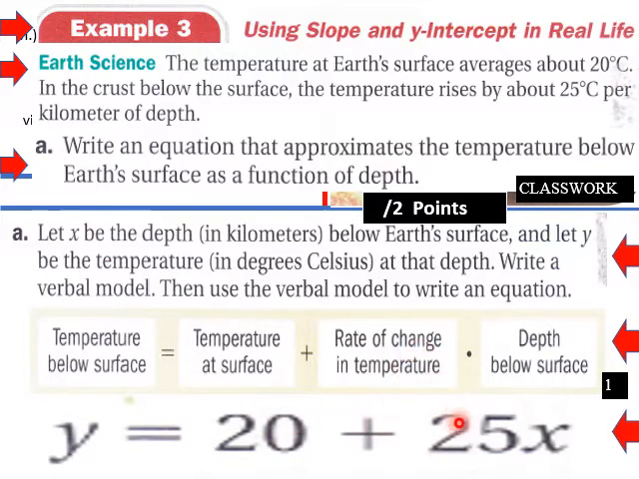plus rate of change in temperature would be 25 degrees Celsius per x. Okay, so 25 times x will give us our rise in temperature below the surface. So there it is. We go from our verbal to our algebraic. Boom, we're in business.